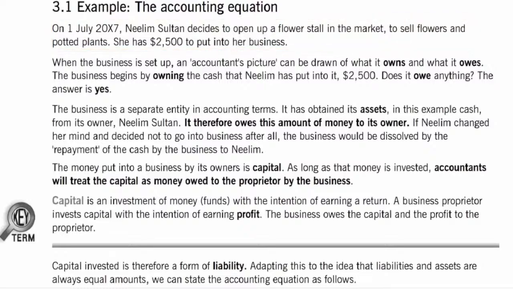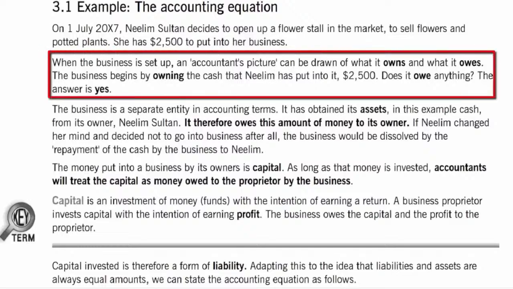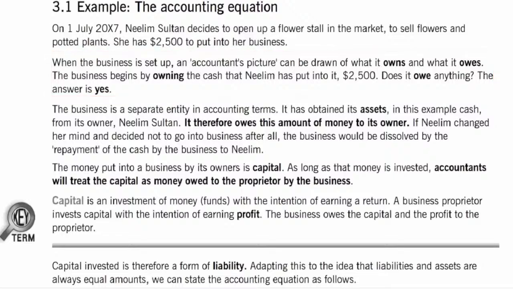2. Applying the accounting equation. When Neelam puts $2,500 into the business, this money becomes an asset of the business. The business now has $2,500 in cash, which it can use to buy supplies or pay for expenses. At the same time, the business now owes this amount back to Neelam because she invested her own money into it. In accounting, we call this capital. Capital represents the owner's investment, which the business has to repay if it were ever closed down.